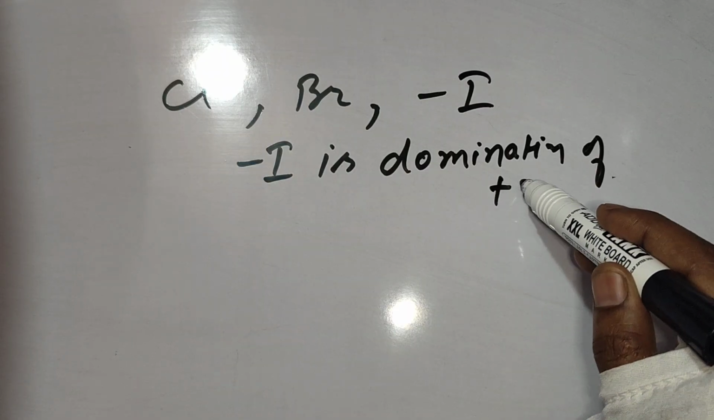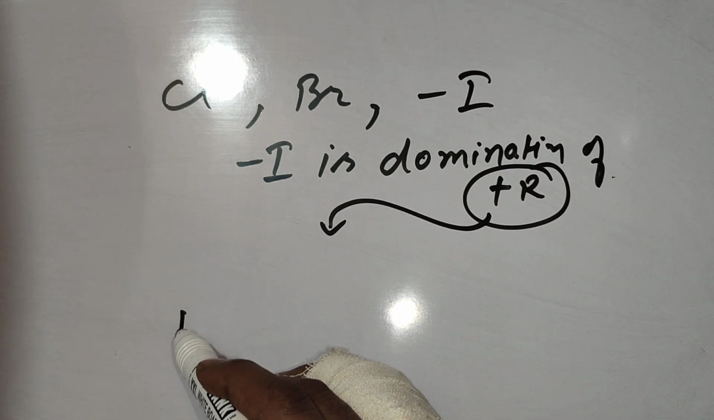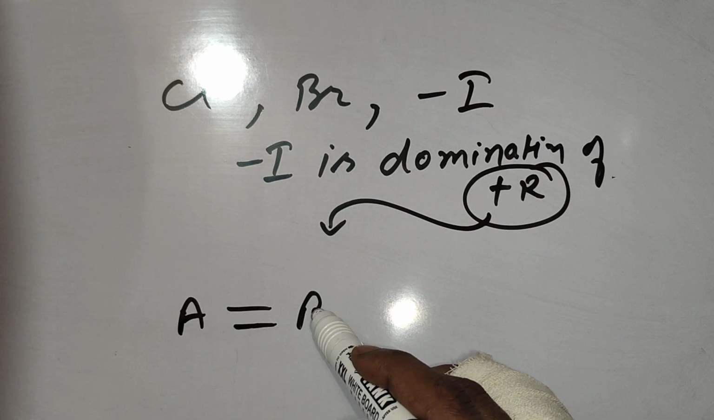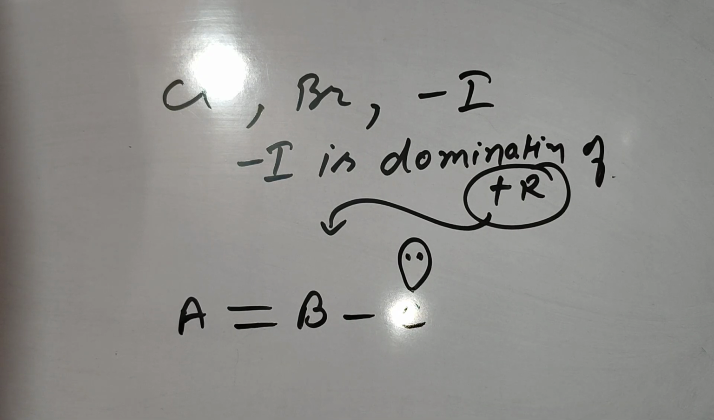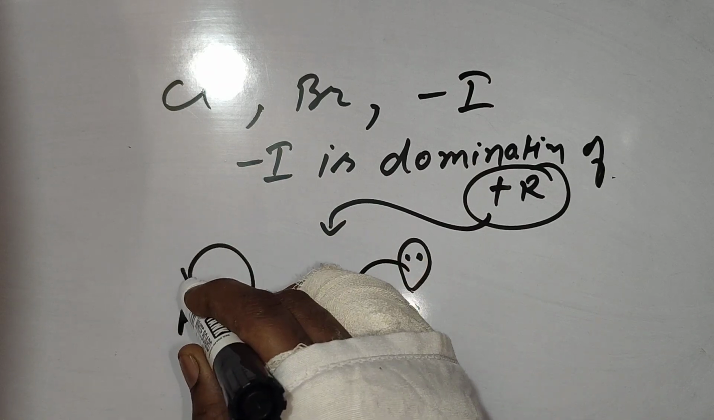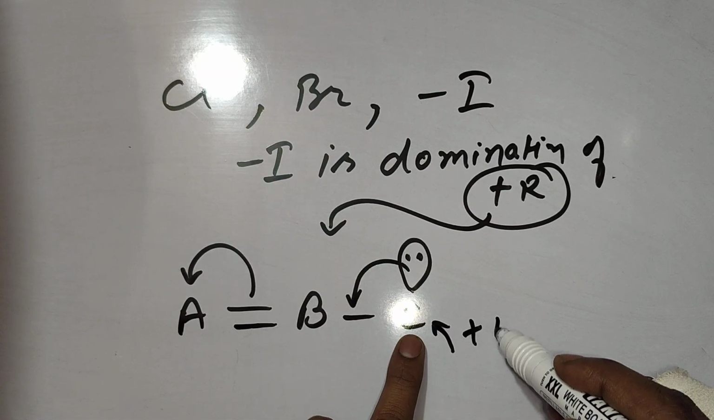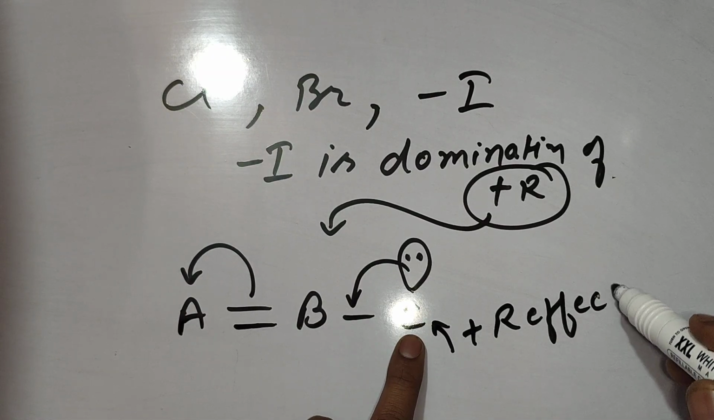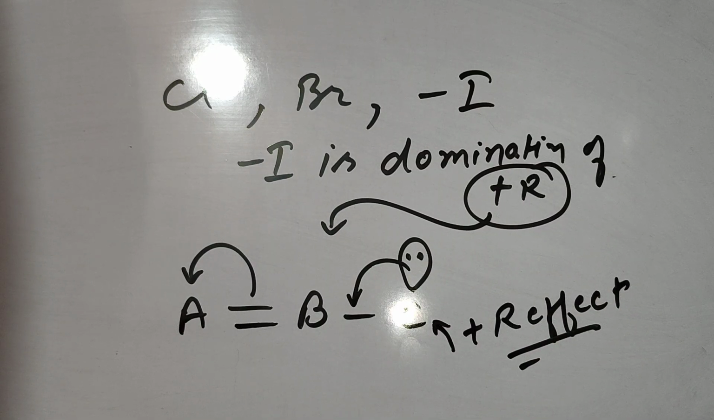over plus R? First, we should know what is plus R. Plus R is donation of lone pair in the resonance. Suppose this is the molecule I have, A, B, C. C is carrying a lone pair and here we have pi electrons. So this will be the resonance and C is showing plus R effect here. Because during resonance it is donating its lone pair, so it is showing plus R effect.